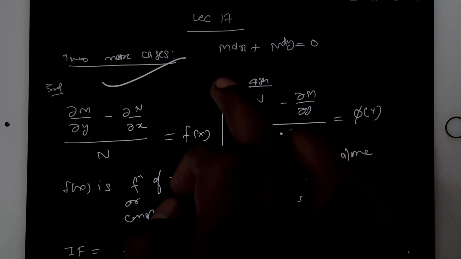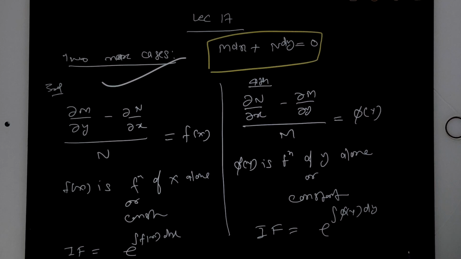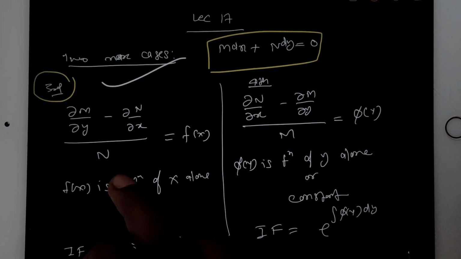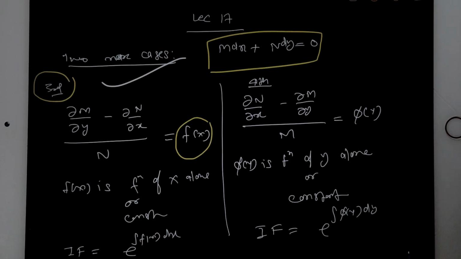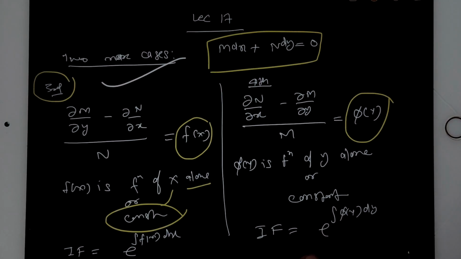So the equation will be in this format: m dx plus n dy is equal to 0, we know that. And the third case will give you a function f(x), which will be purely a function of x alone or any constant. The fourth case will give you a function phi(y), which is going to be a function of y alone or constant. But how will you achieve them?